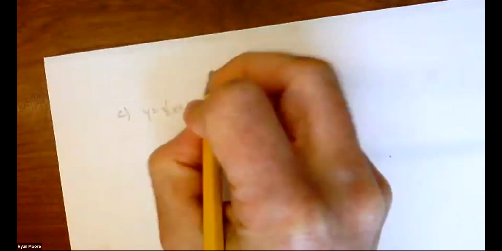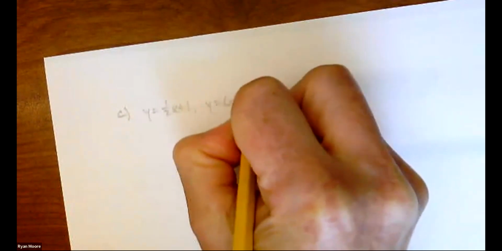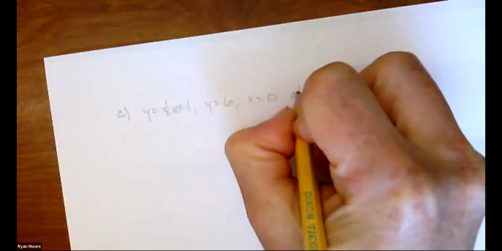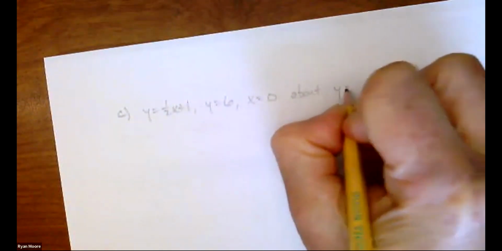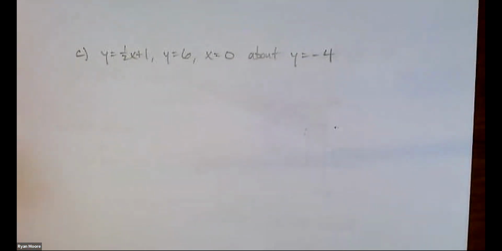Part C. Turns out it's the same region, but now we're going to go about this horizontal line, y equals -4. Interesting.